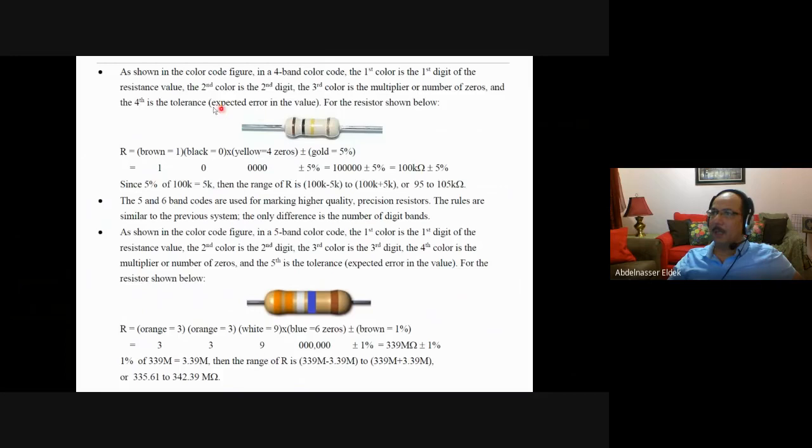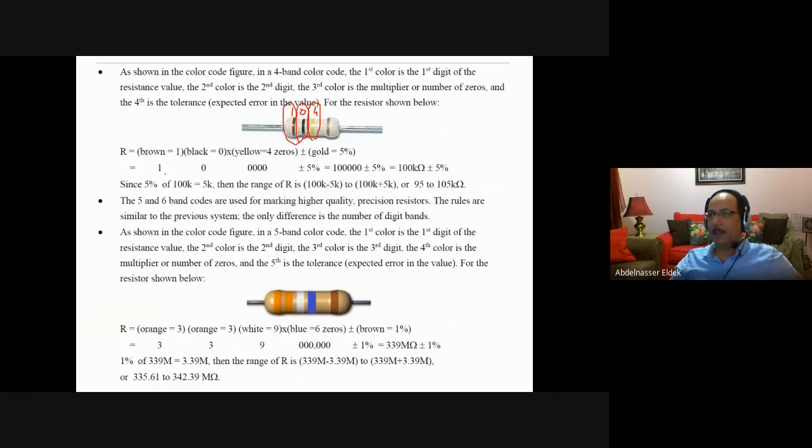Then if we want to apply this here, for example, if you look at this, what is this number here? The number here is brown. Brown means 1, according to the table. Black is 0. And this one is 4. The yellow is 4.